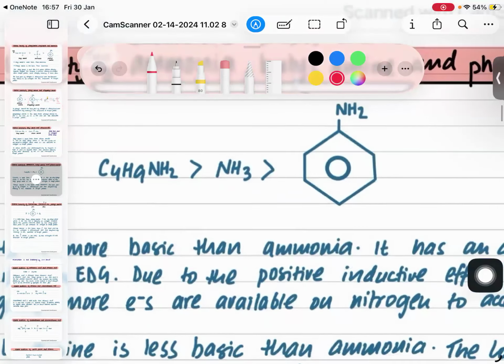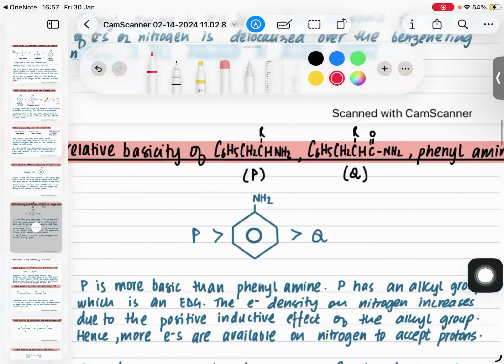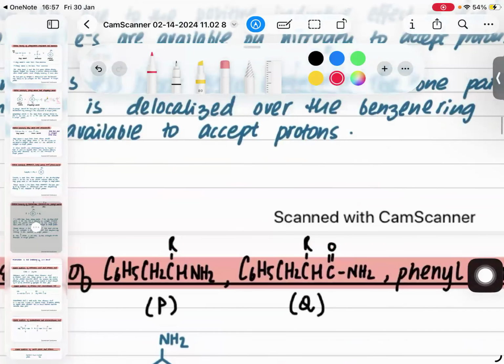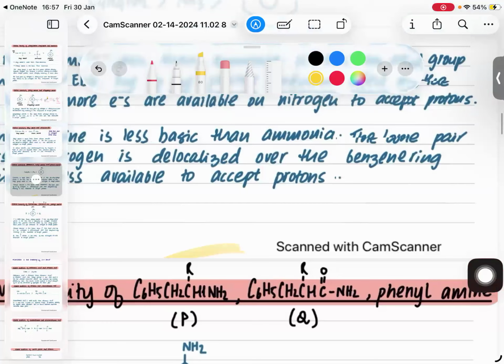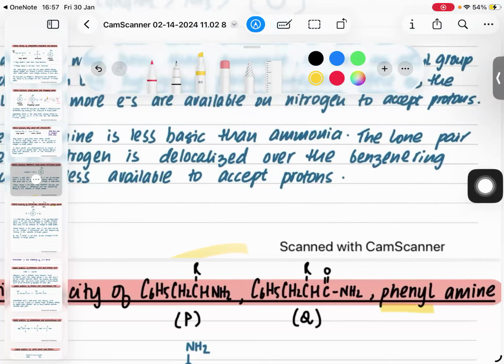Okay. What about these three? Can you arrange these three? So the most basic is P, then Q, and phenylamine is the least basic. Sorry, the most basic is P and the least basic is phenylamine, I hope you understand. I can draw the structure of phenylamine here. So it is C6H5NH2. Q is here, P is here.